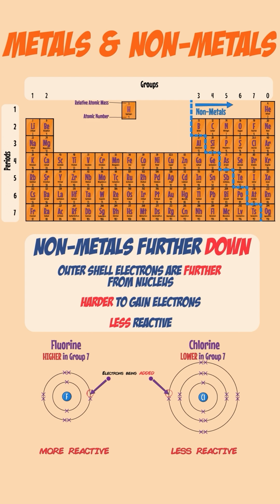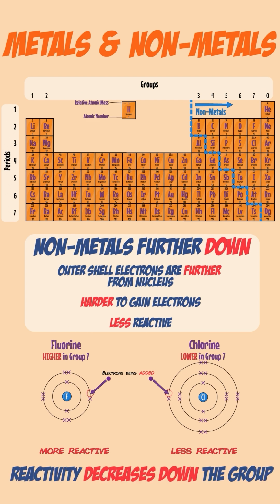So this means the reactivity of non-metals like group 7 elements decreases down a group, as it's more difficult for elements to react and gain electrons.